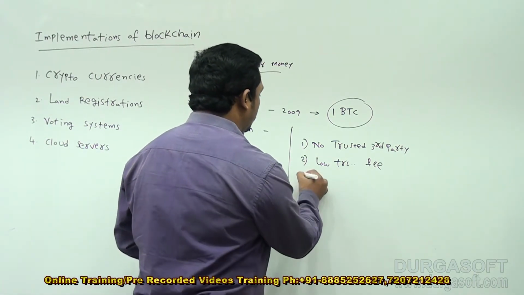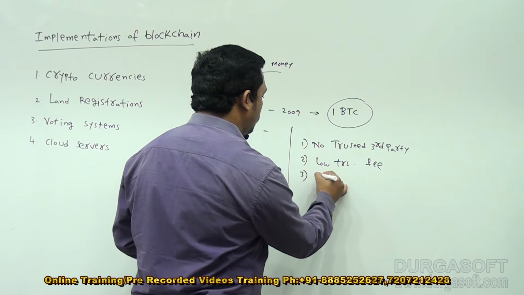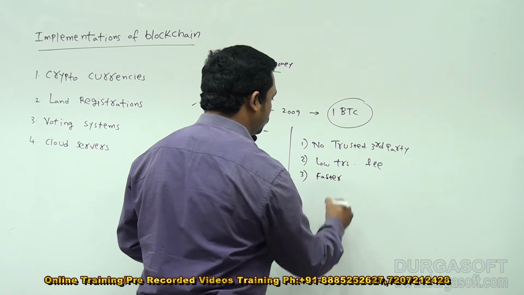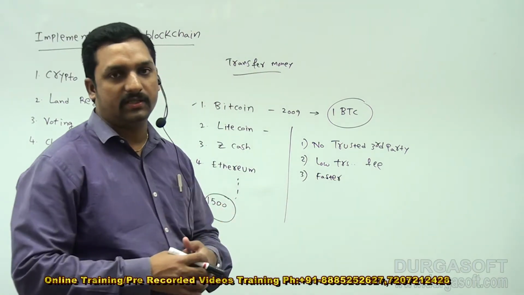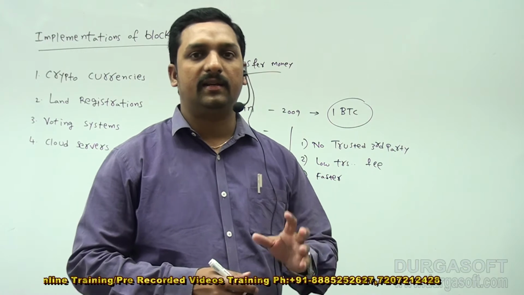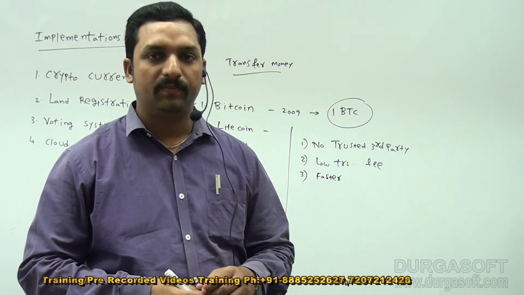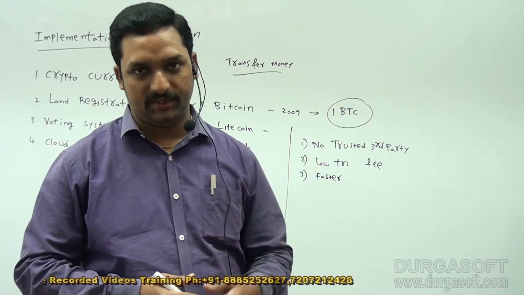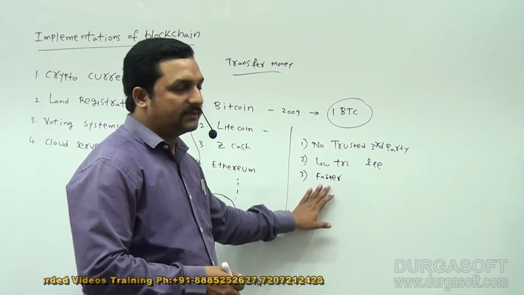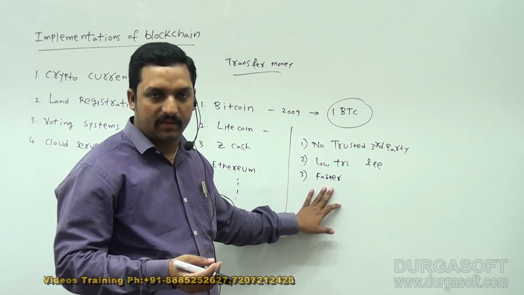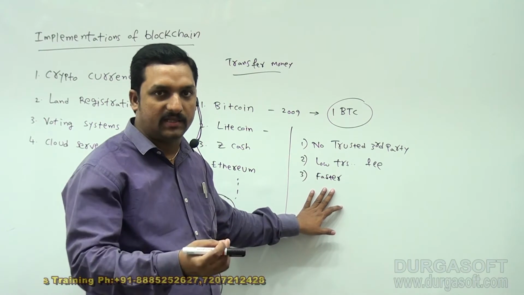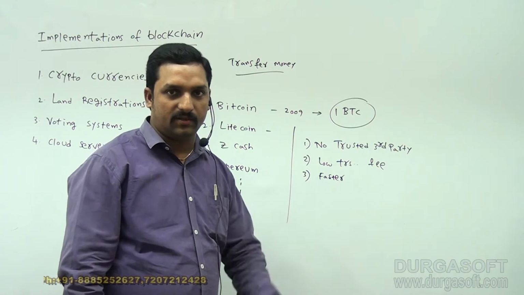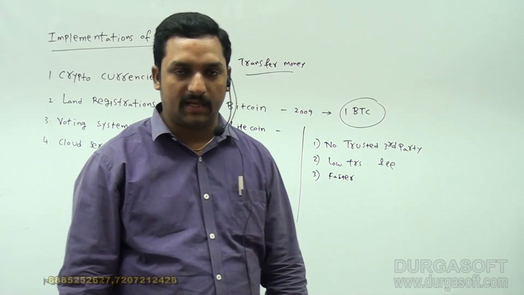And the third one, faster. The transaction is almost immediate, particularly compared with bank-based transfers. Country to country transfers will take around 1 or 2 days to effect the payment. But here, this is very, very fast, almost immediate. Otherwise, at least within 1 or 2 minutes, the payment will be effected in the destination account. So these are the features or advantages of going for cryptocurrencies.